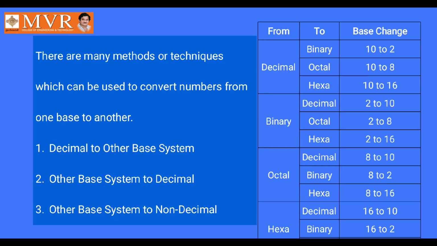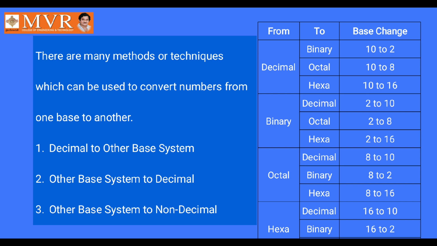Now let us talk about converting one number system to another number system. The table is shown here for you. First, decimal to binary, octal and hexadecimal. When we convert decimal to the remaining 3, the base also changes: decimal base is 10 and binary is 2, octal is 10 to 8, hexadecimal is 10 to 16, like that.